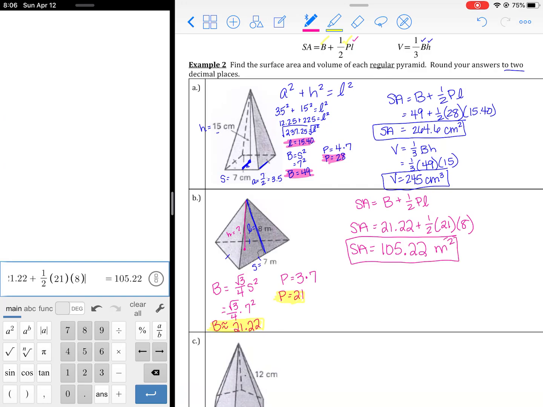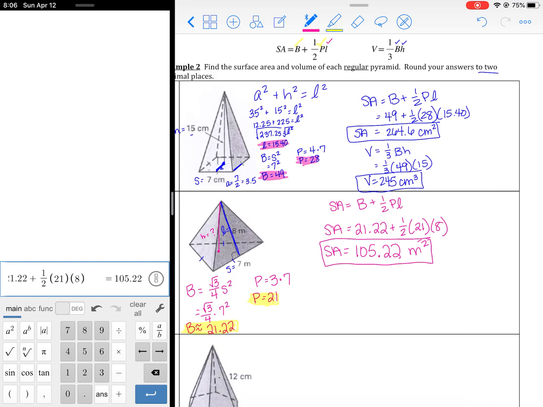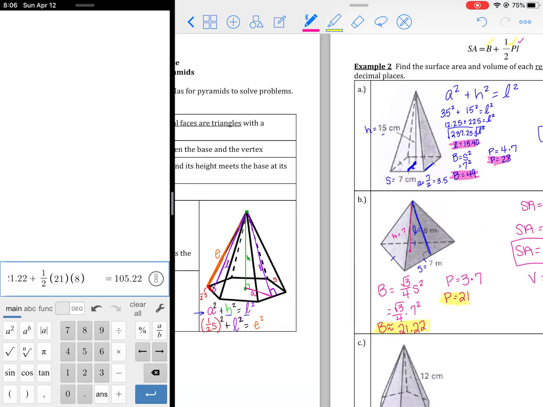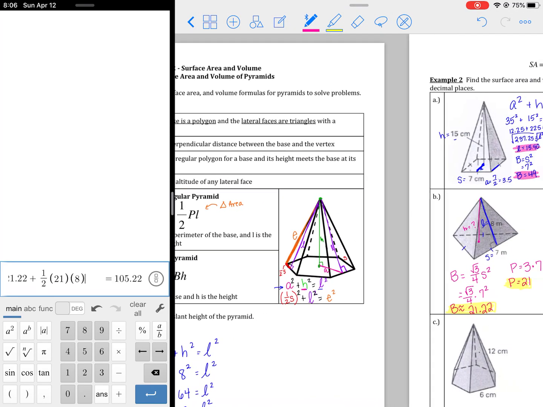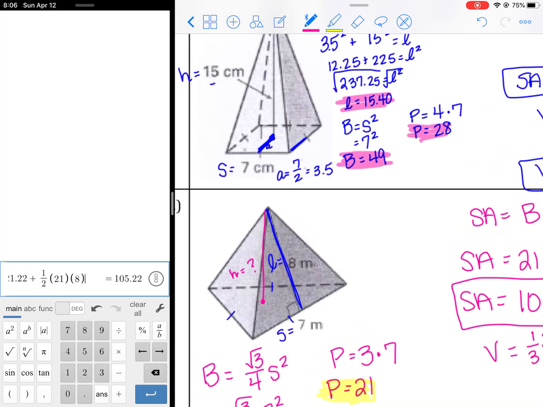All right, now I'm ready to try to find my volume. So the formula for volume is 1/3 the area of the base times the height. So I've got the base area, but I do not have the height. So to find the height, I need to use one of my Pythagorean theorem formulas. So I have the slant height, but I need the height. So the first one is the only one that has h in it. So I'm going to use that same one. A squared plus h squared equals L squared.